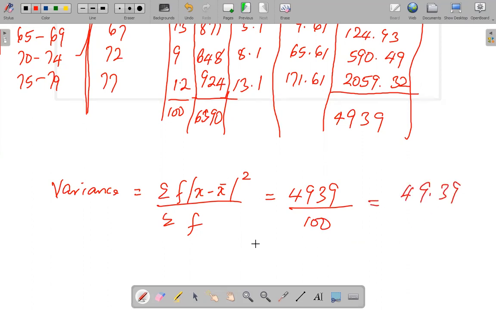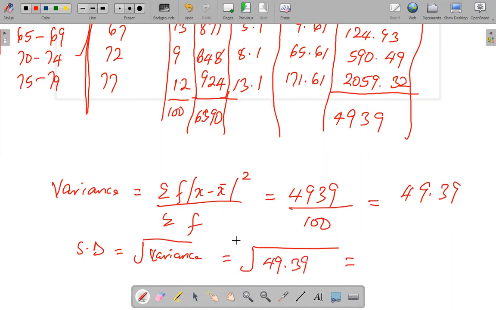I will divide by 100, which is 49.39. Then the standard deviation is the square root of the variance, which will be the square root of 49.39. Well, the square root of 49.39 is 7.027, so approximately 7.03.